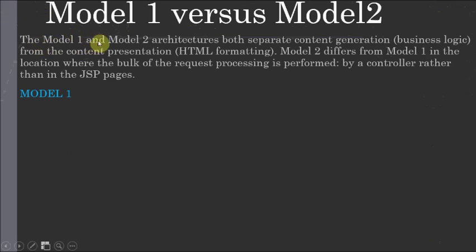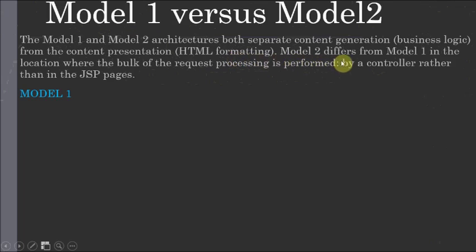Please read this. The Model 1 and Model 2 architectures both separate content generation, that is, the business logic, from the content presentation, the HTML formatting. Business logic is nothing but your database, where your application's data is stored, accessed through things like JDBC and JNDI. So both Model 1 and Model 2 architectures separate content generation; the business logic is separated from the HTML formatting.